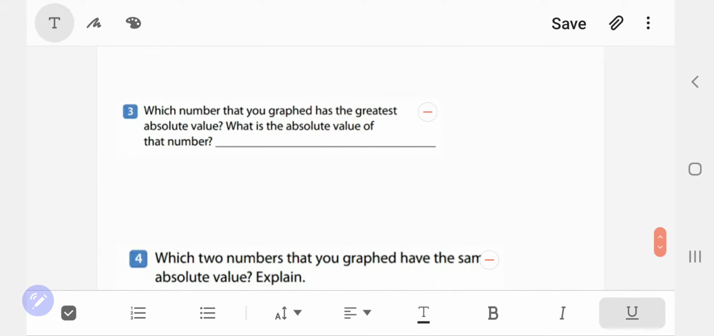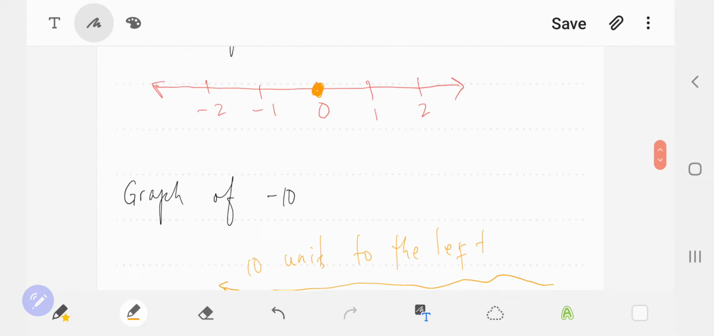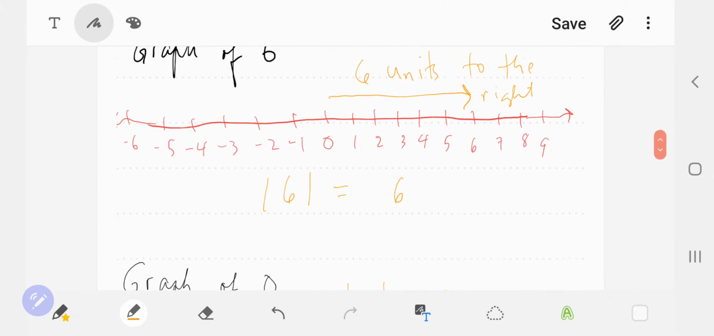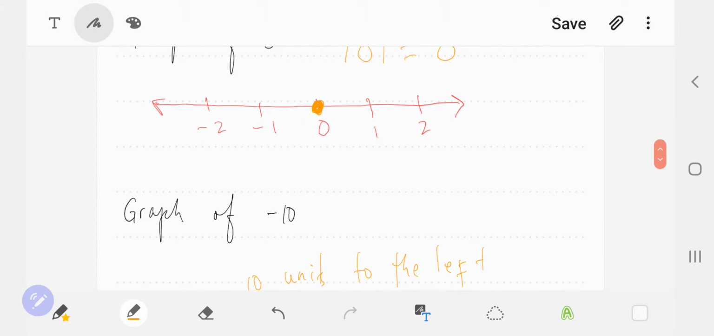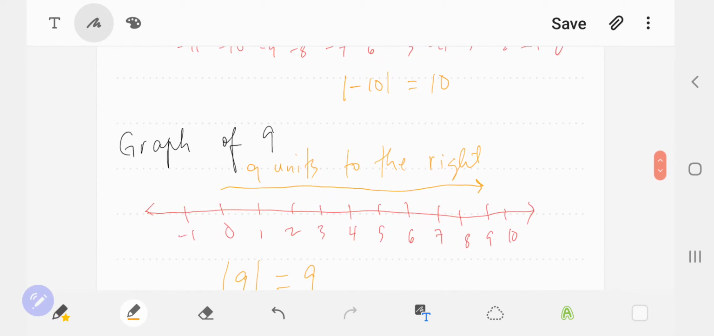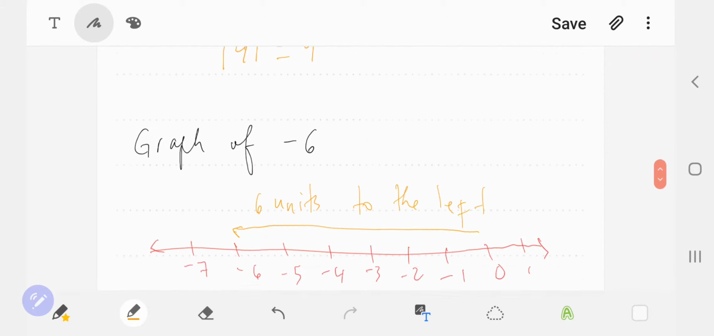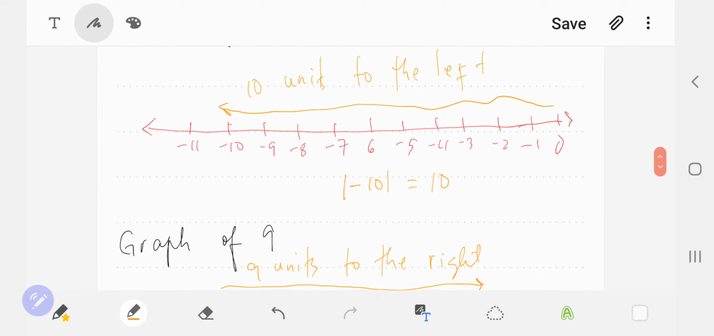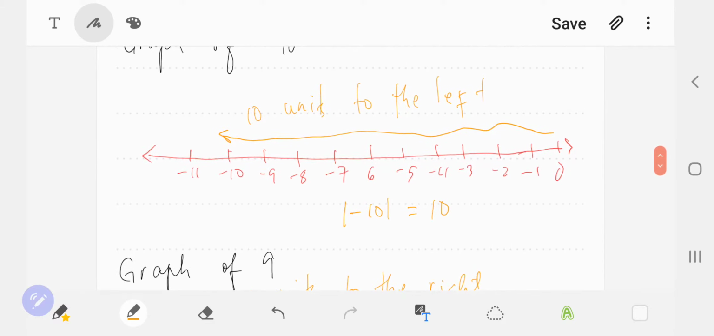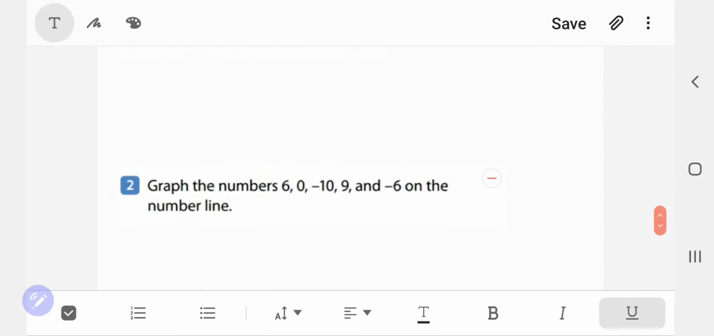Now we're going to move on to question number 3. Which number that you graphed has the greatest absolute value? What is the absolute value of that number? So we're looking for the greatest distance. So we're gonna look. So this is 6, 0, 10, 9, -6. So what do you think is the answer? The greatest absolute value is the absolute value of -10.